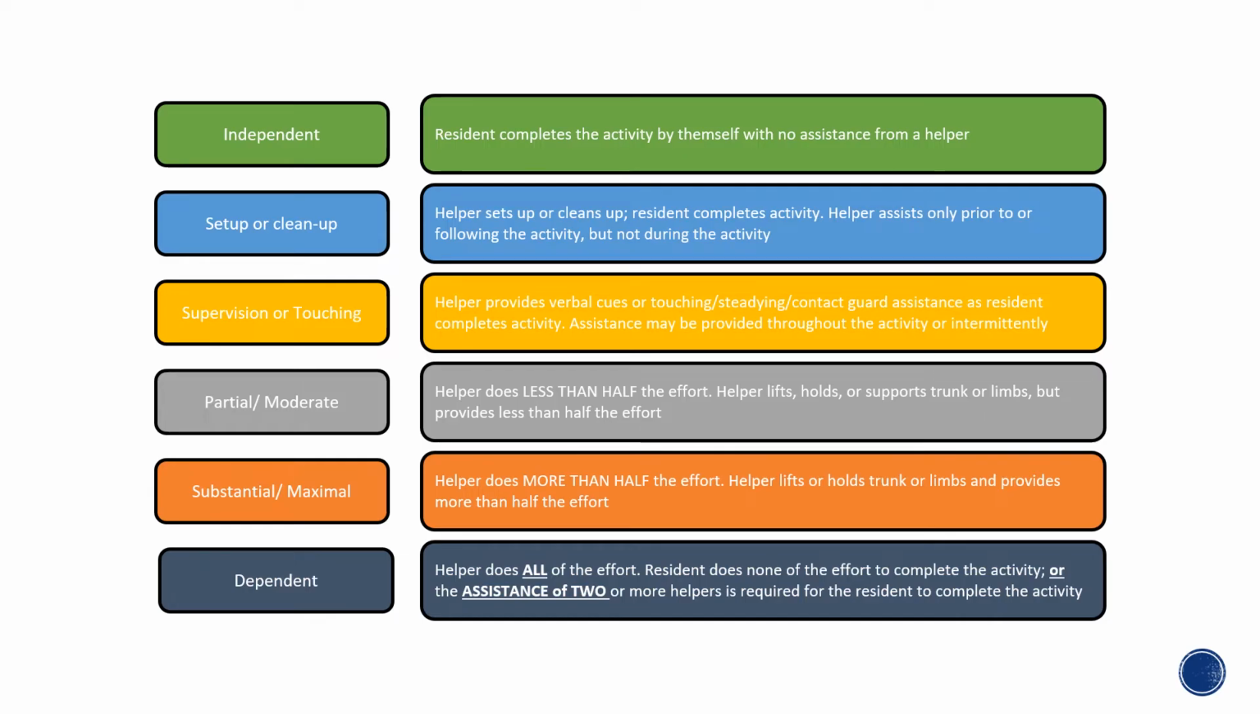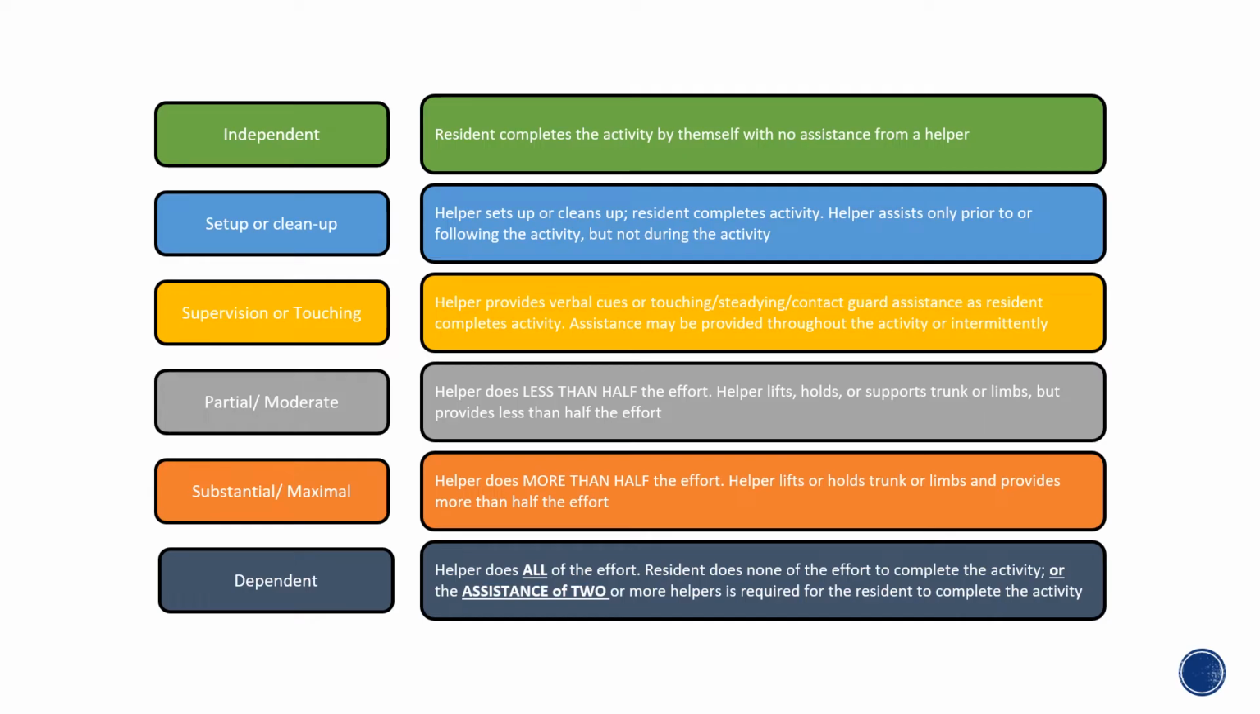Supervision or touching. The helper provides verbal cues, touching, steadying, or contact guard assistance as the resident completes the activity. This could be a constant support or just now and then. For instance, the patient may need only verbal reminders to finish the activity safely.